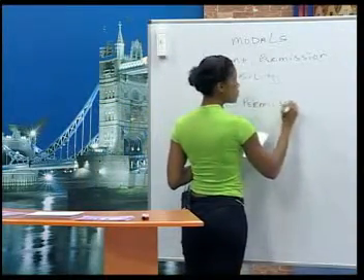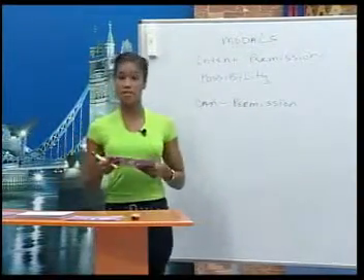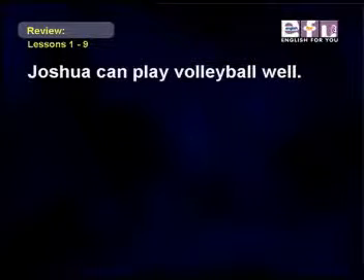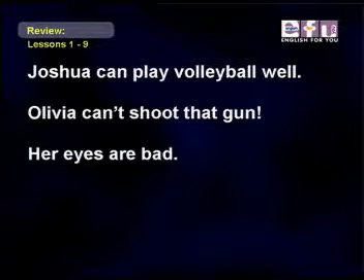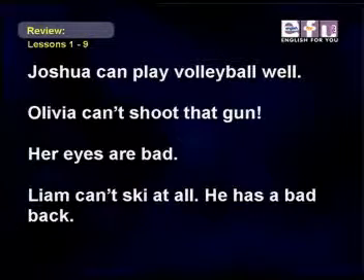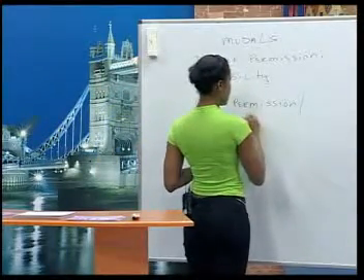We can also use can for ability. Let's look at those examples. Joshua can play volleyball well. Olivia can't shoot that gun. Her eyes are bad. Liam can't ski at all. He has a bad back. So can for permission or can for ability.